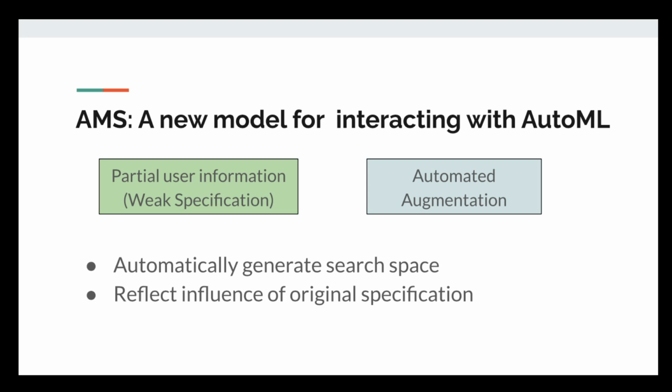In conclusion, we've presented AMS, which provides a new model for interacting with automated machine learning systems. In this setting, users provide partial information in the form of a weak specification of API components. This can then be automatically augmented and used to generate a full search space, which can be used to sample pipelines that reflect the influence of the original specification.